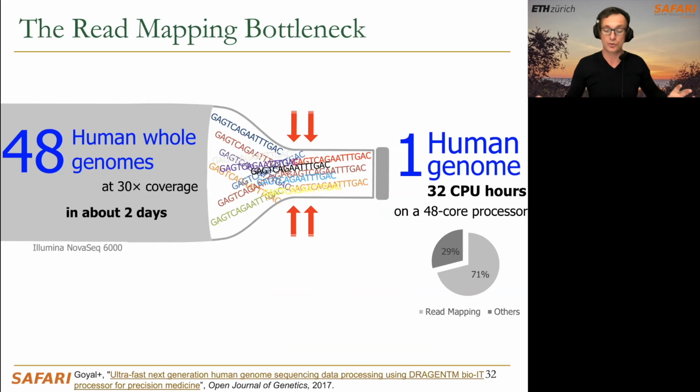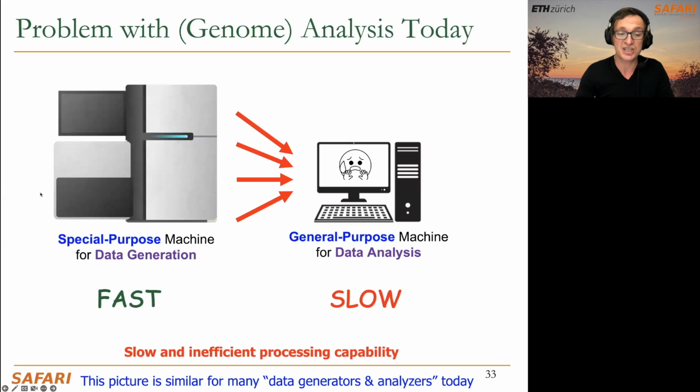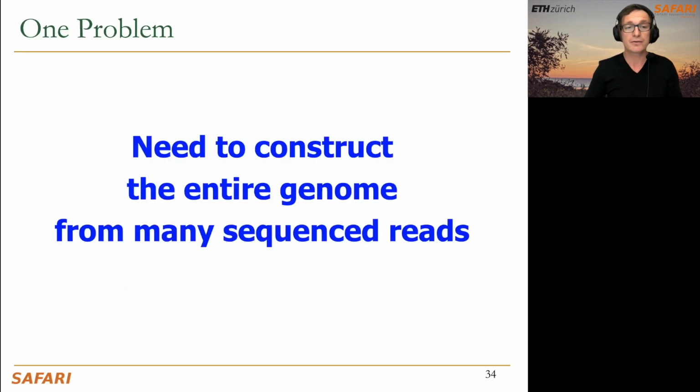Today's machines are actually quite bad at this because genome sequencers are very special purpose machines. They generate lots of data very quickly. Unfortunately, we process that data using general purpose machines. As a result, we have a mismatch. We have very slow and inefficient processing capability that doesn't match the throughput as well as the latency of production of genomic data. So how do we actually fix that problem?